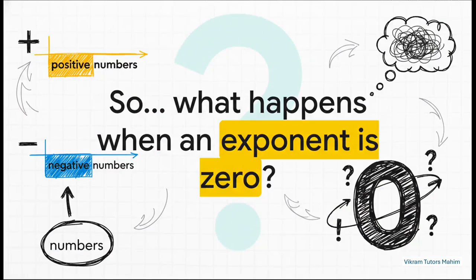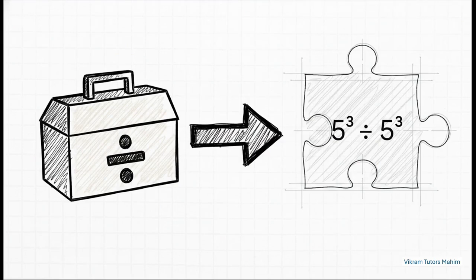This leads to a pretty fascinating question then. We've covered positive numbers and we've covered negative numbers, but what happens when the exponent is 0? What could that possibly even mean? To figure this one out, we're not just going to memorize a new rule. We're going to use a rule we already know to discover the answer.